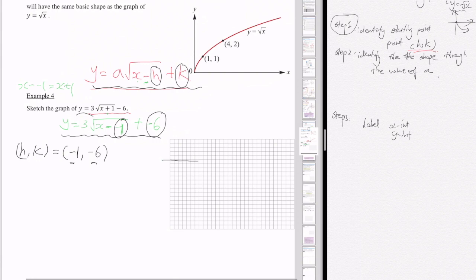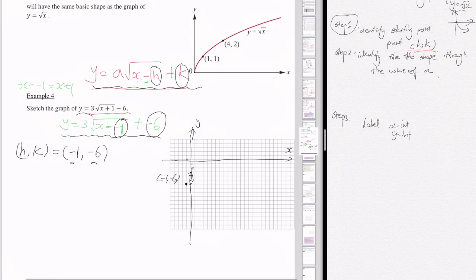I can draw a Cartesian plane over here. Now this is my x and y. Make sure you label the x and y. Then h and k, that's my starting point. Negative 1 is my x value, so it's over here. Negative 6 is, so 1, 2, 3, 4, 5, 6. This is my negative 6. So that is my point negative 1, negative 6. I know this is my starting point.